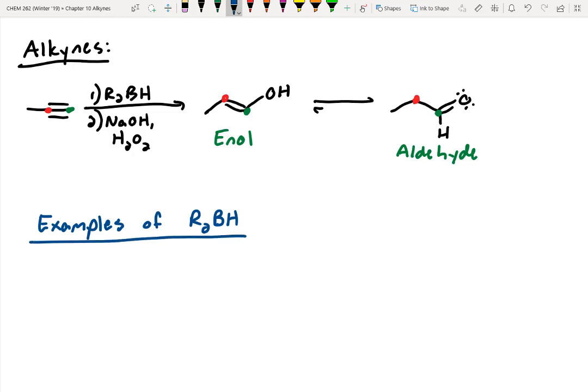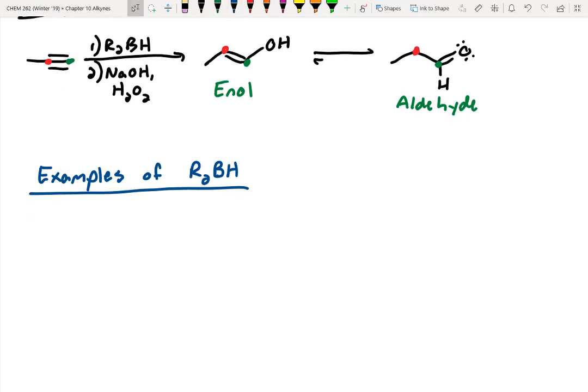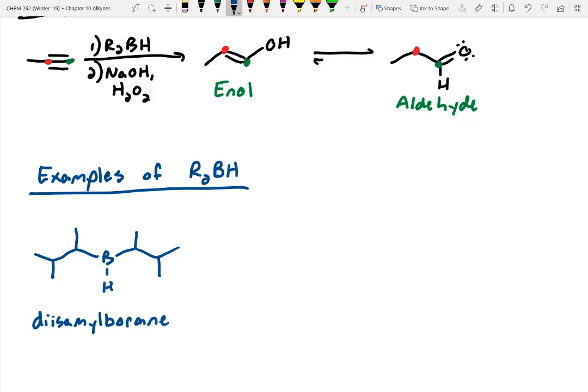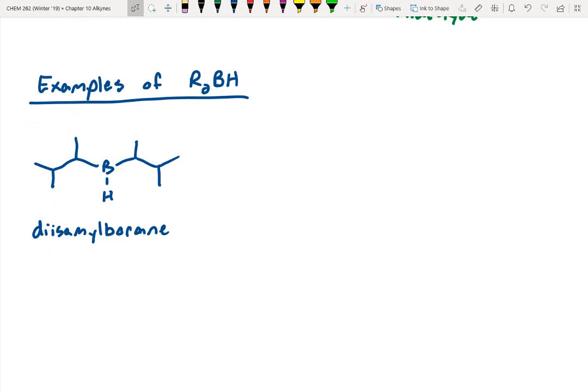All right, so let's take a look at some examples of these bulked up reagents. This is diisoamylborane. As you can probably tell, that's pretty bulky. One of these can dock with one of the available pi bonds on an alkyne, but two of them physically can't attach to an alkyne at the same time. So you're slowing down the reaction. You're able to control it a lot more. So that's one common one.